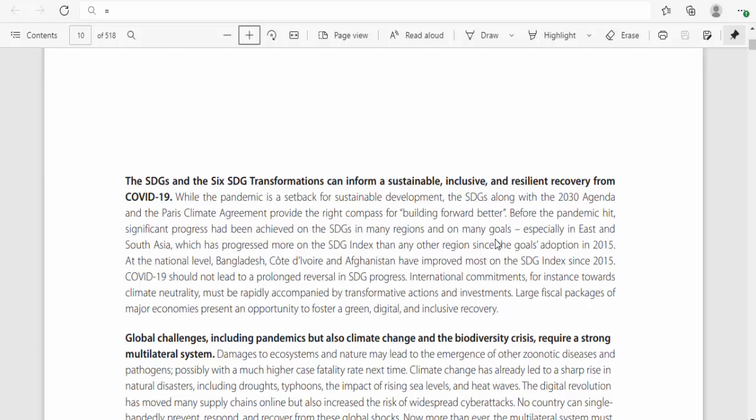While the pandemic is a setback for sustainable development, the SDGs, along with the 2030 Agenda and the Paris Climate Agreement, provide the right compass for building forward better. Before the pandemic hit, significant progress had been achieved on the SDGs in many regions and on many goals, especially in East and South Asia.